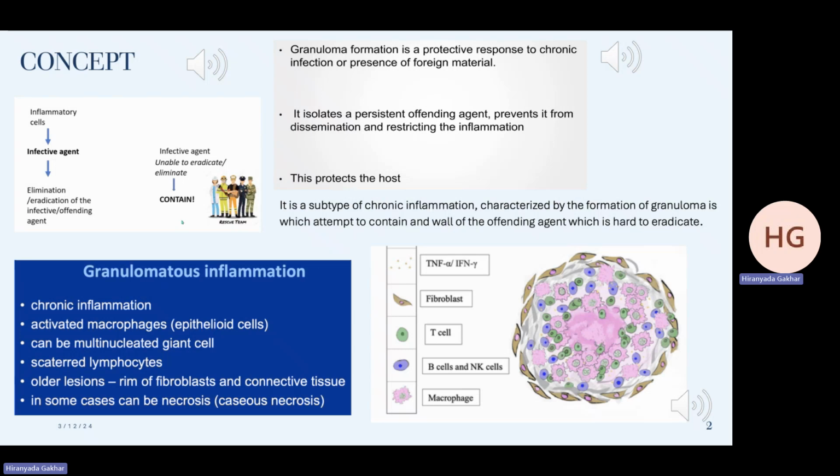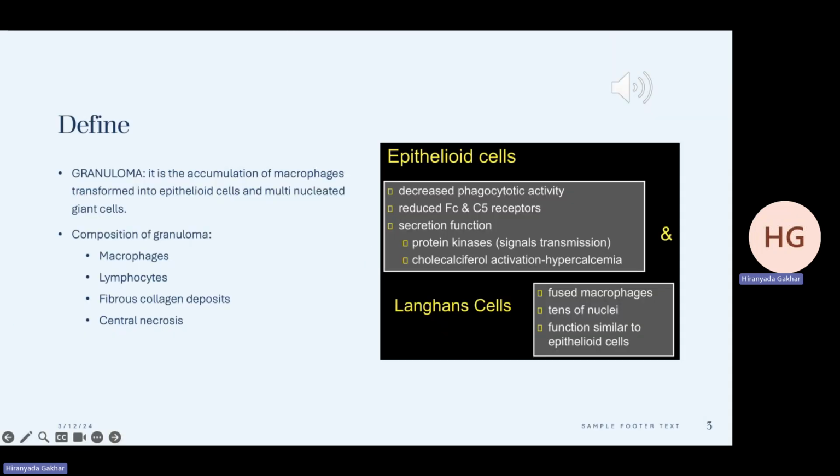This process plays a role in protecting the host from any kind of severe symptoms that a particular disease might cause. It also prevents the agent from disseminating, restricts inflammation to that particular area, and reduces systemic effects. So we talked about what granulomatous inflammation is.